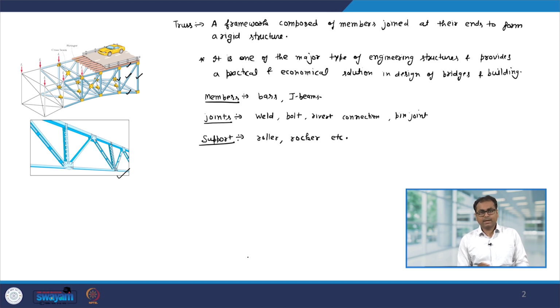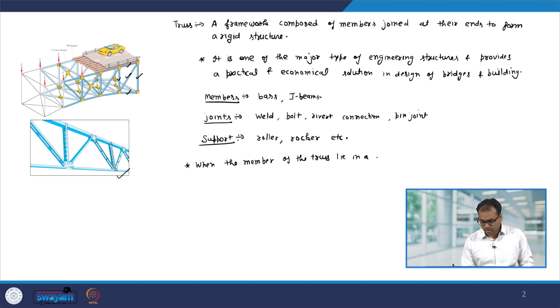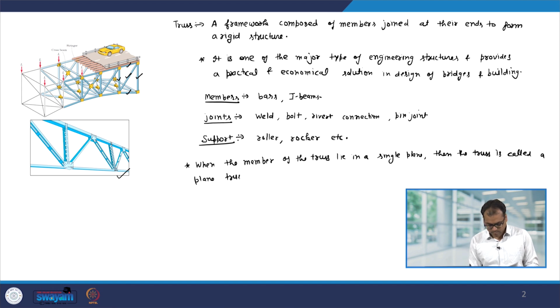Now, this is the general definition of the truss. The second figure that you see here is a plane truss. So, this is a general example of the truss. Now, let us see what is a plane truss. When the members of the truss, and when I say members, I mean bars and I-beams, lie in a single plane, then the truss is called a plane truss. Okay.